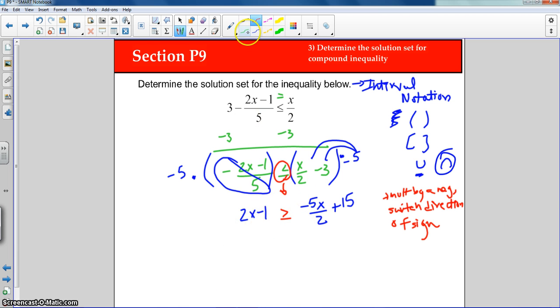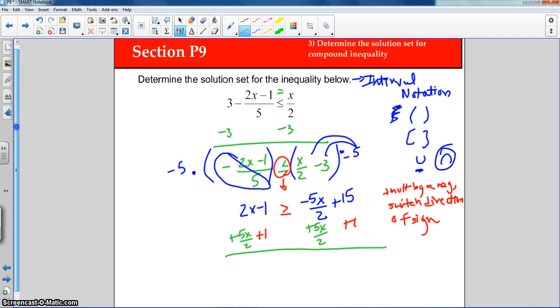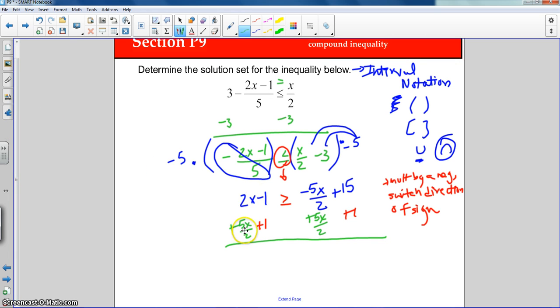So I'm going to add 1 to both sides. Okay, and simultaneously, just to save myself some work, I'm going to add 5x over 2 to both sides as well. Alright, and my resulting inequality is going to be, if I add these together, 4x over 2. So I end up with 9x over 2 is greater than or equal to 16.